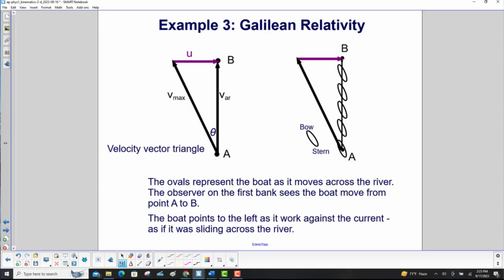A final point for this problem, we have our velocity vector triangle right here that we've used to solve the problem. And then just wanted to show you what the boat's going to look like. The boat is pointing this way, right, at angle theta, which we solved for. It stays pointing that way, but the water pushes the boat to the right. So the observer on the riverbank does see the boat move from A to B, but it's at an angle. The boat points to the left as it works against the current, as if it were sliding across the river.